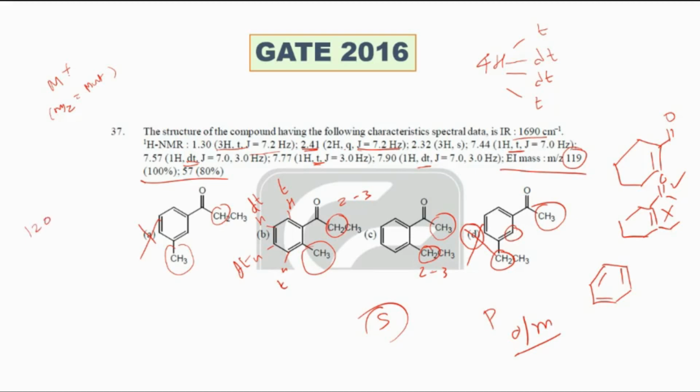10 carbons into 12 gives 120. Then oxygen into 16, so you'll have 16. What else? How many hydrogens? 12 hydrogens. Very good. 12 hydrogens into 1, so 12. So what is the molecular weight?